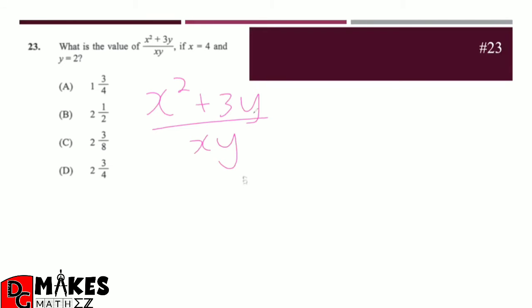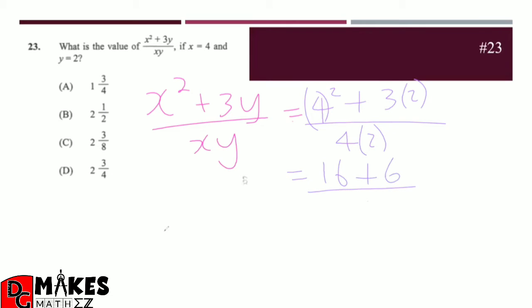Ensure that you know what all of these mean. Otherwise, we're going to run into trouble. X squared, that's going to be 4 squared, plus 3y is going to be 3 times y, which means this is now 3 times 2, all divided by xy, which is x times y, so that's 4 times 2. 4 squared, remember, no, that's not 4 times 2, that's 4 times itself, which is 16, plus 6 over 4 times 2 is 8, not 6. All right, and this will now be 22 over 8.